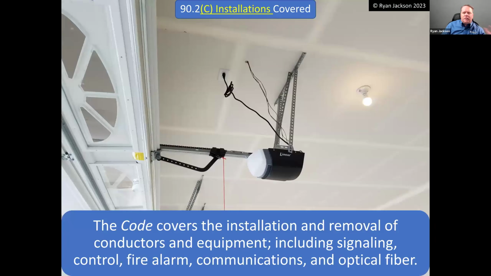So looking at this photograph here, this would be an electrical installation, right? The garage door opener is cord and plug connected, but that's an installed piece of electrical equipment. So the code regulates that, and we have specific requirements for the control circuit that goes to the motor, for the power circuit that powers it up.